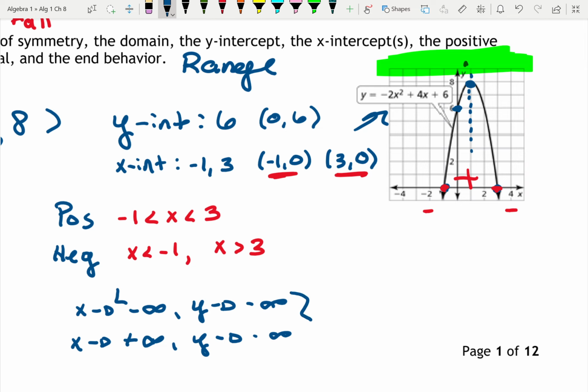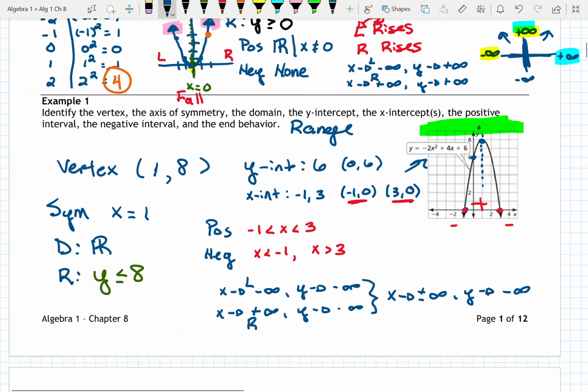Now, if we want to, we could combine these. You don't have to do this, but you can. You could say as x goes to positive or negative infinity, y goes to negative infinity. And that lets you write it together. You can do that if you want. You don't have to, either way. But there we are.